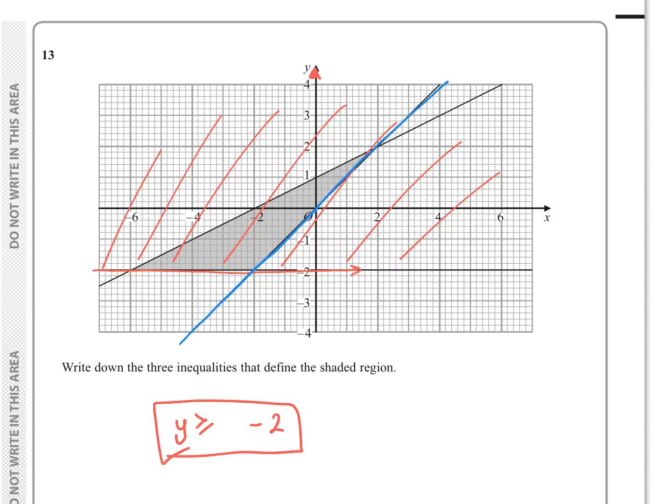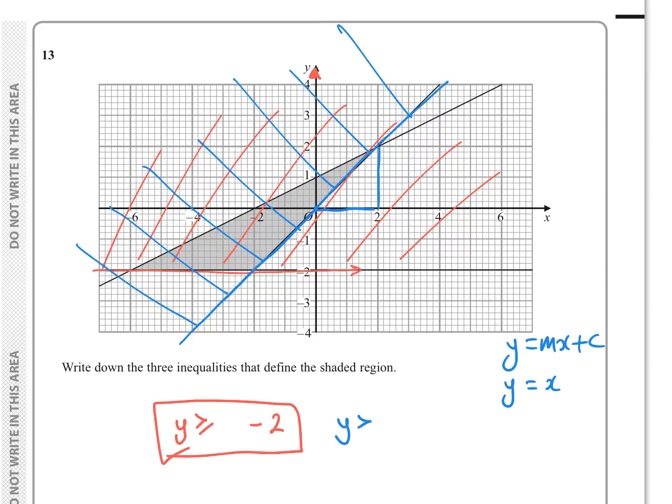Now, it seems that if we go 2 along, we have to go 2 up. So the gradient is 1, and it goes through 0. So that will be y equals 1x plus 0, i.e. y equals mx plus c. The gradient is 1, and it does cut the y-axis, but at 0. So that's y equals x, but we seem to want everything above that, don't we? And included, don't forget, because it wasn't a dotted line. So we're going to say another condition is y is greater than or equal to x.